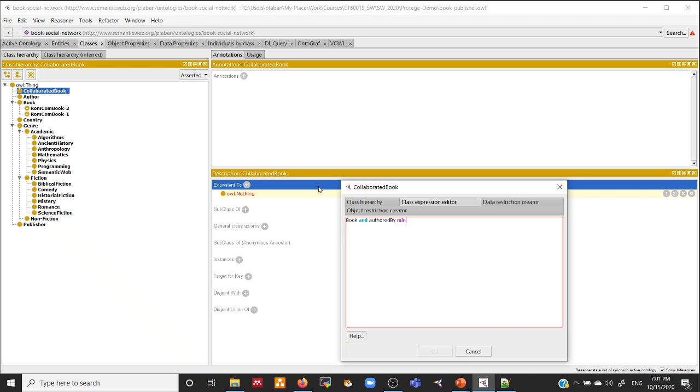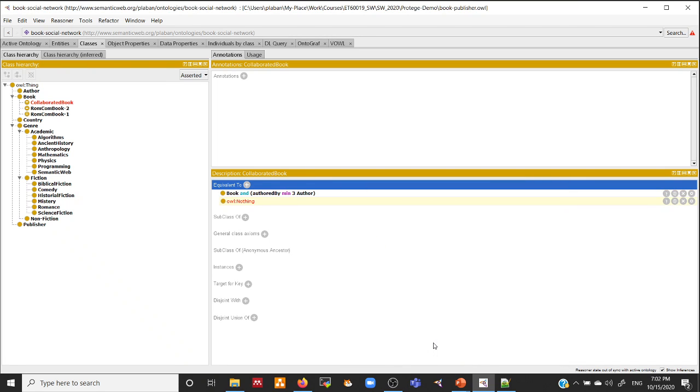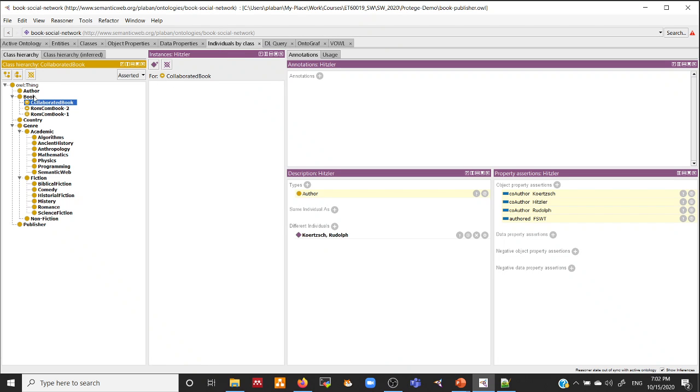We just say equivalent and then mention the cardinality 3 and the cardinality restriction class, which in this case is author, right? Let us put it under parenthesis so that we understand what we really mean. So we are done with this definition. Now our focus would be on the book FSWT, right?